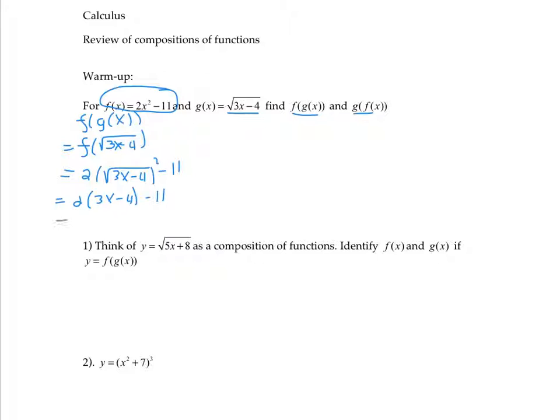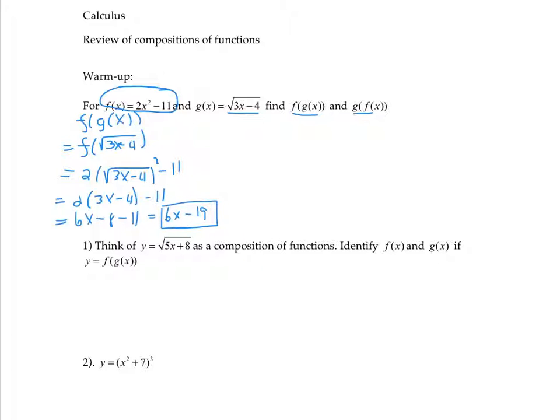So distribute and then combine your like terms. So we'll have 6x minus 8 minus 11. Our final answer for our composition will be 6x minus 19.